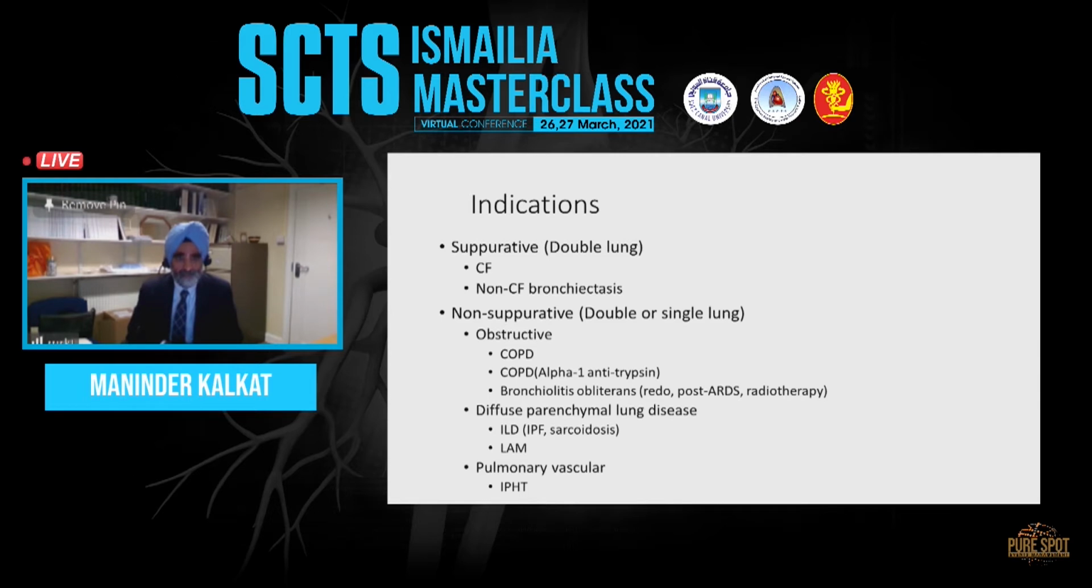The diffuse parenchymal lung disease, idiopathic pulmonary fibrosis, has been the number one indication now in the United States. And there are cases which we have listed for conditions like Langerhans histiocytosis or lymphangioleiomyomatosis. And then last but not the least is pulmonary artery hypertension.